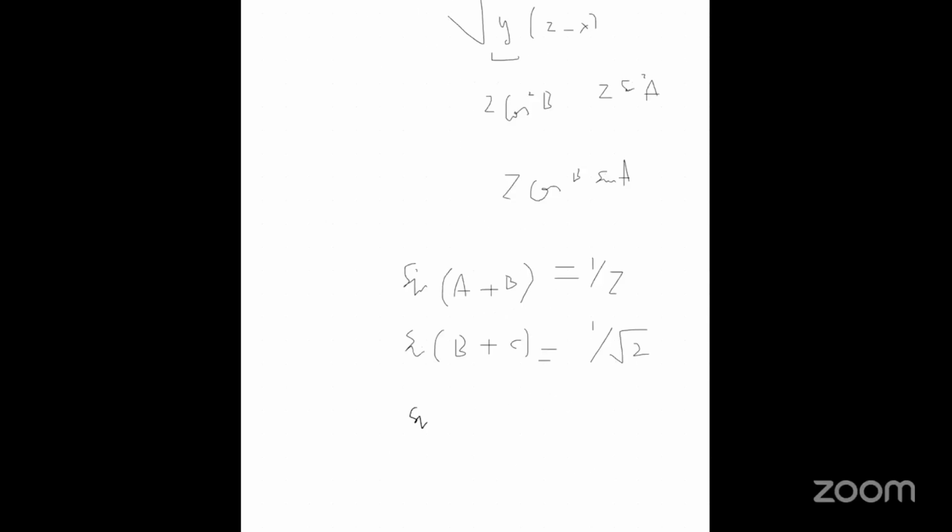Similarly, you'll get sine of b plus c and sine of c plus a. You can find what these values are. B plus c is 1/√2. And then finally, you'll get sine of c plus a is equal to √3/2. You can even replace these by angles. So you can say like 30 degrees, 45 degrees, 60 degrees internally, and then try to solve for ABC. So you can do that, and then you can solve for ABC.